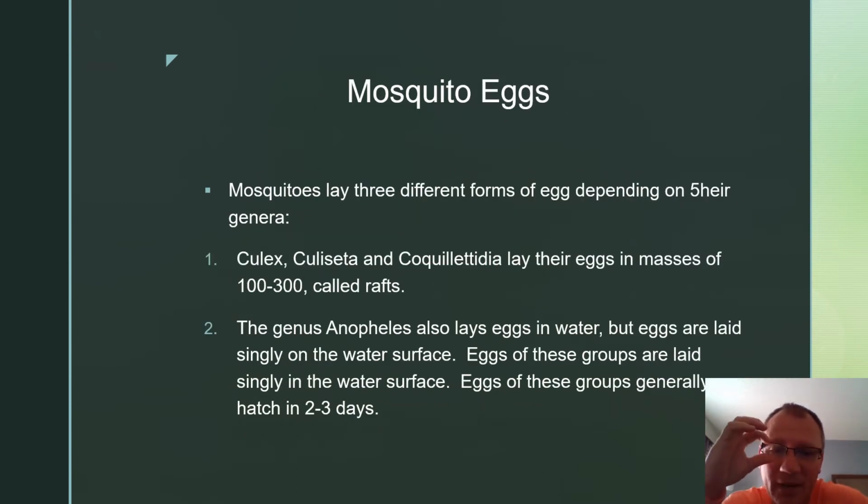This slide's about mosquito eggs. Mosquitoes lay three different forms of egg depending on their genera. Culex, Culiseta, and Coquillettidia lay their eggs in masses of 100 to 300 called rafts. The genus Anopheles also lays eggs in water, but the eggs are laid singly on the water surface, and those eggs generally hatch in 2 to 3 days.